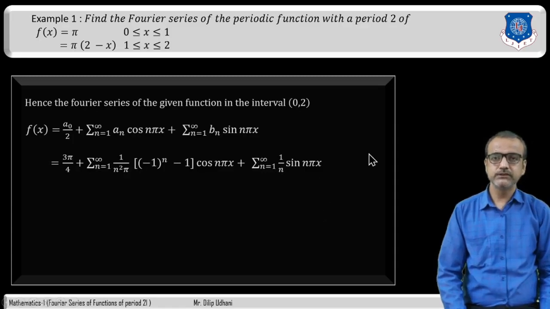So in this lecture we have discussed how to find out the Fourier series of the given function f of x in the interval 0 to 2l when the interval is divided into two subintervals, and examples related to this topic.